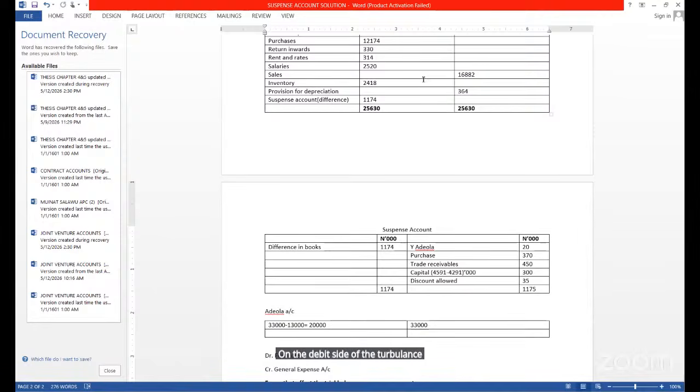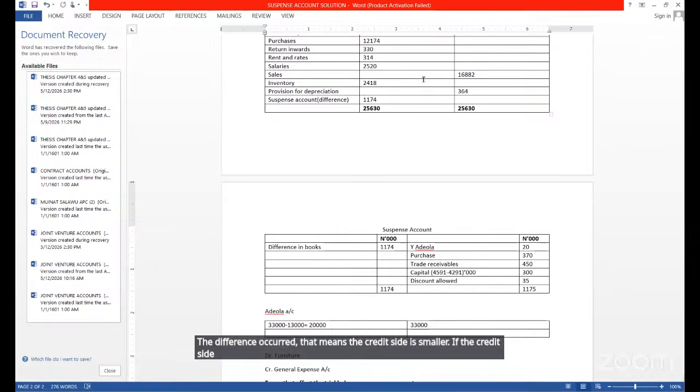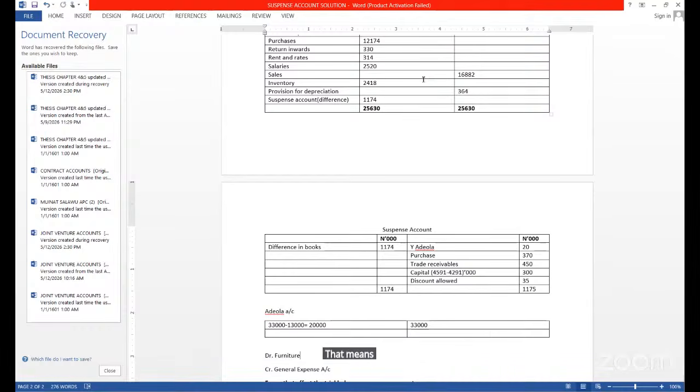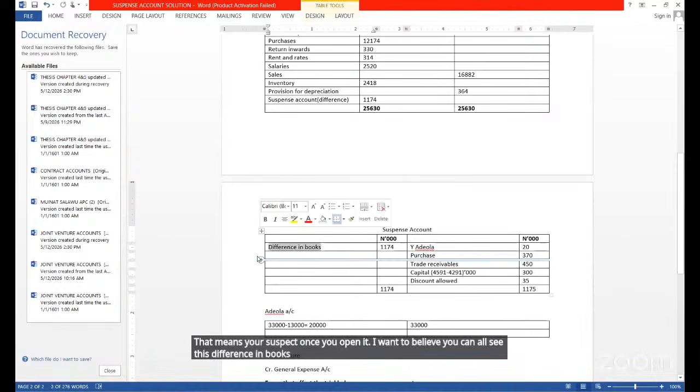If, however, the difference occurred, that means the credit side is smaller. If the credit side of the trial balance has a lower balance or has a lower total, that means the difference would have occurred on the credit side of the trial balance. And once you see the difference on the credit side of the trial balance, that means your suspense account, once you open it, I want to believe you can all see this difference in books that I'm highlighting now.